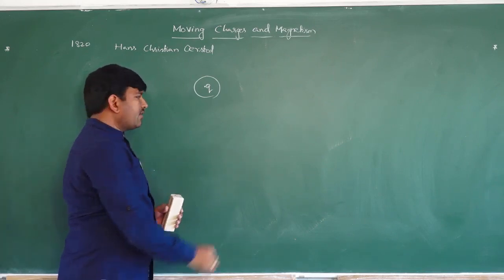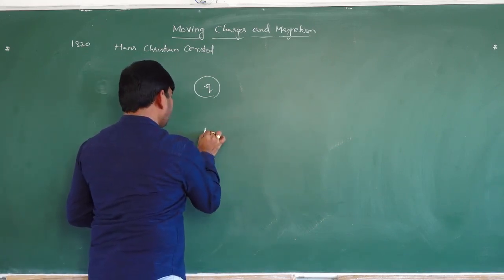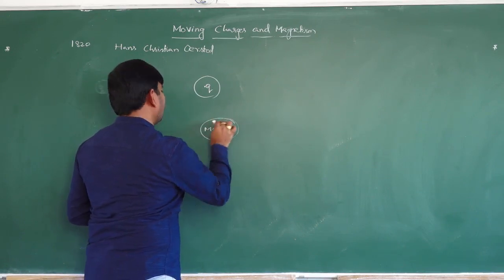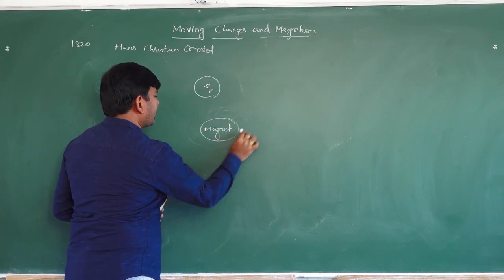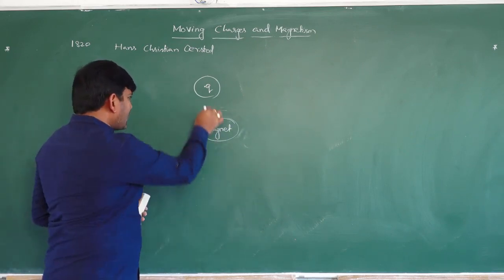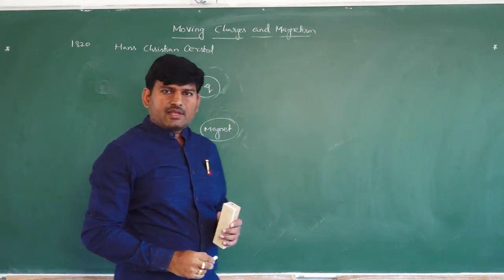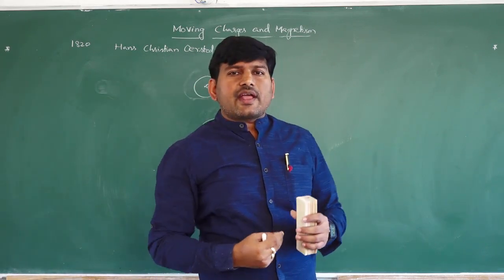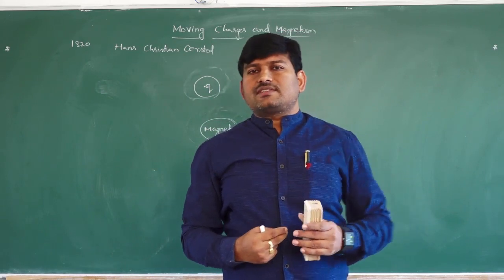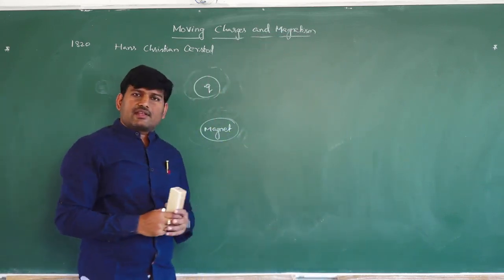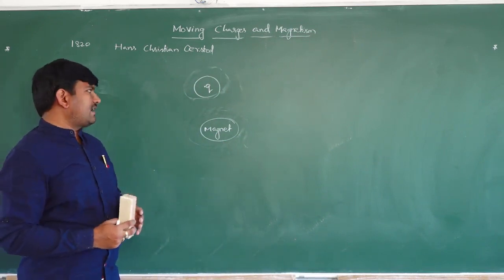In the similar way, if there is a magnet, around this magnet there will be a magnetic field. Around the charge there is an electric field. Around the magnet there is a magnetic field. If there is an interaction, in the sense the force that is acting between the two bodies. Interaction in physics is nothing but the force that is acting.